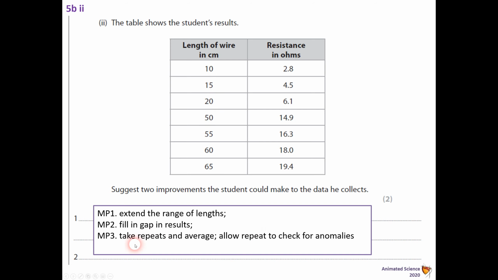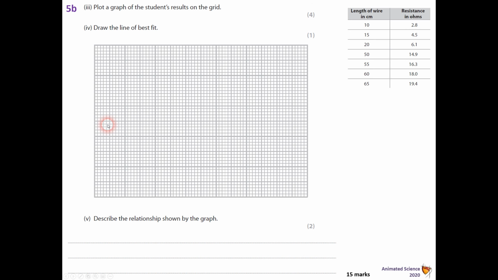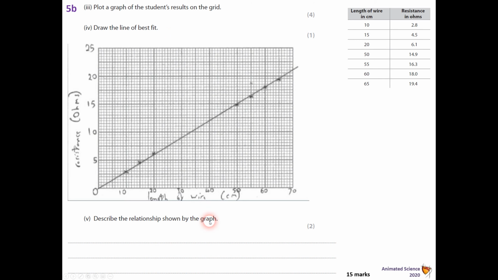It's not good. You could take repeats and average, so take the resistance 3 times and then repeat and check for anomalies. That, like we said, feeds into our idea about improving our precision. You could take results at smaller intervals, so you could go every 5 centimetres. And here you've done some at 5 and some not, or every centimetre, that would help. So, easy improvements. And then the last part of this one is plot a graph of the student's results on the grid, then draw a line of best fit and then describe the relationship.